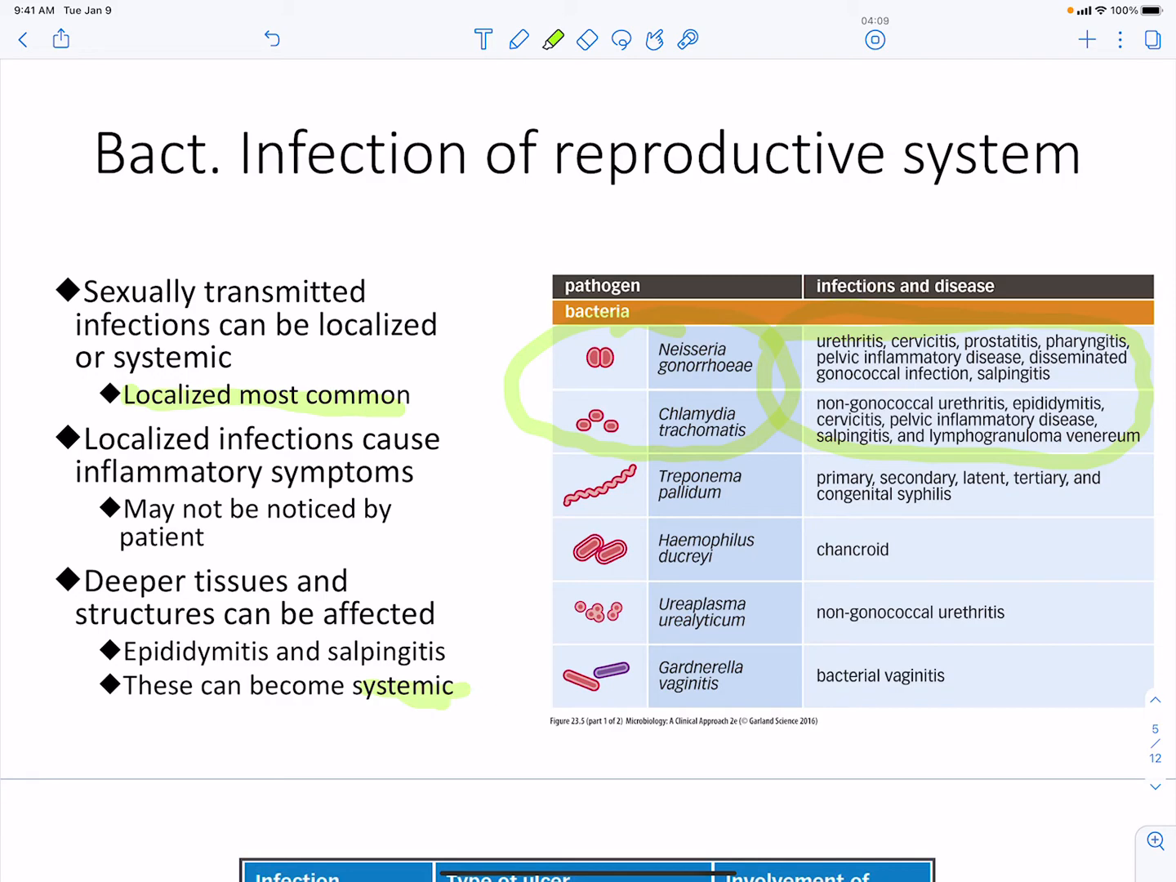And then we have, of course, syphilis, Treponema pallidum, and that's going to be a different type of infection. We're going to have a primary, secondary, latent, tertiary stage, and then congenital syphilis also. Haemophilus ducreyi is going to cause a painful chancroid lesion, and then we're going to have non-gonococcal arthritis, which basically are bacteria that are not Neisseria gonorrhea, and then bacterial vaginitis is going to be caused by Gardnerella.